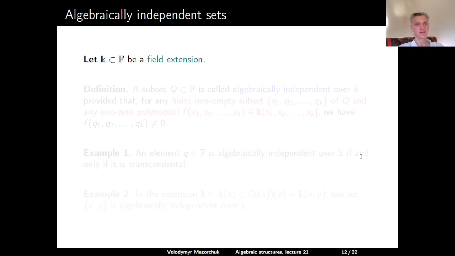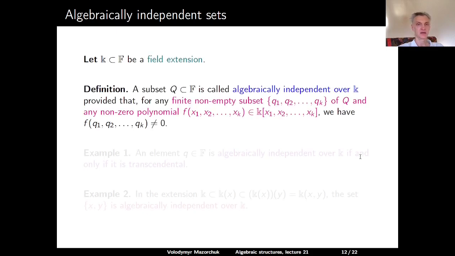Let K inside F be a field extension. Definition: a subset Q of the bigger field F is called algebraically independent over the small field K, provided that for any non-empty finite subset q1, q2, and so on qk of this Q, and any non-zero polynomial over K in k variables, so f of x1, x2, and so on xk, with coefficients in our field K, and the variables are x1, x2, and so on xk.